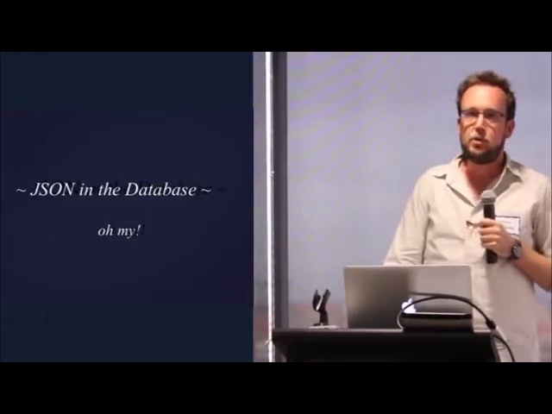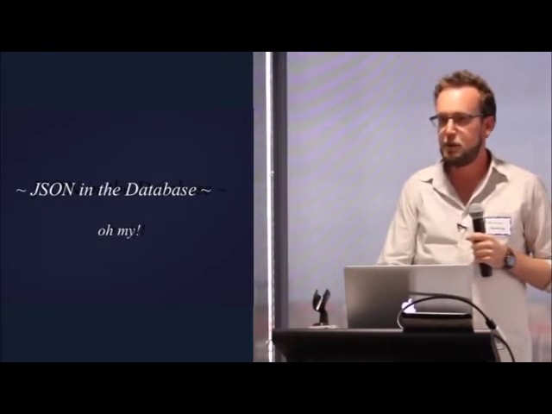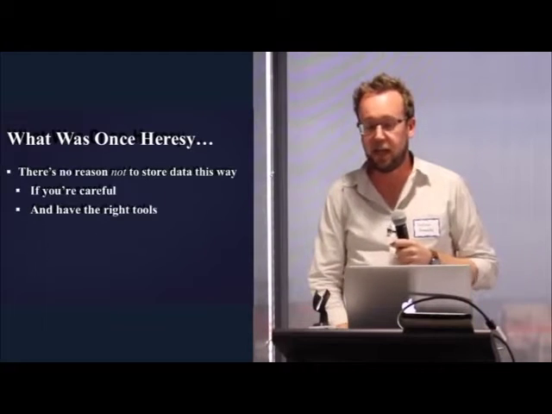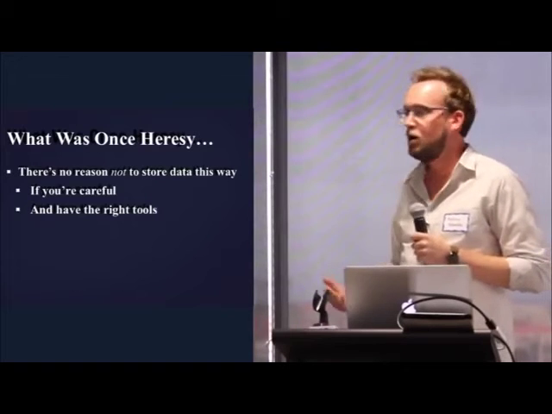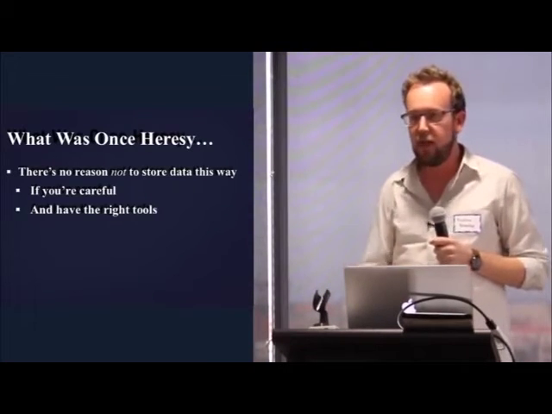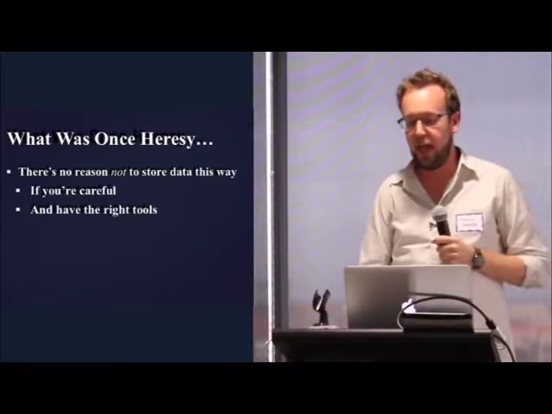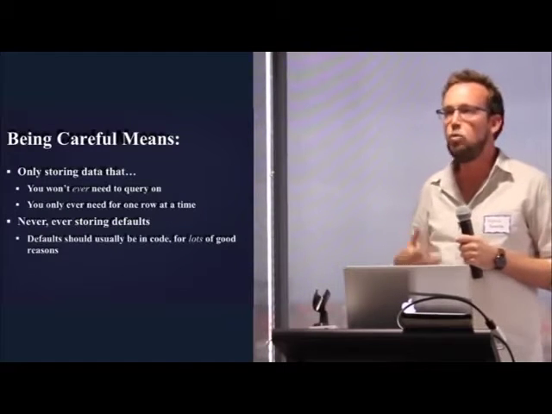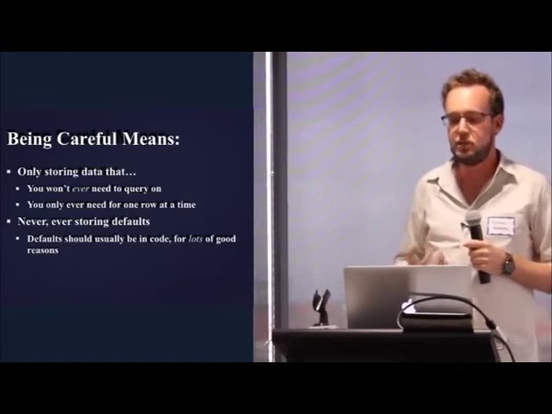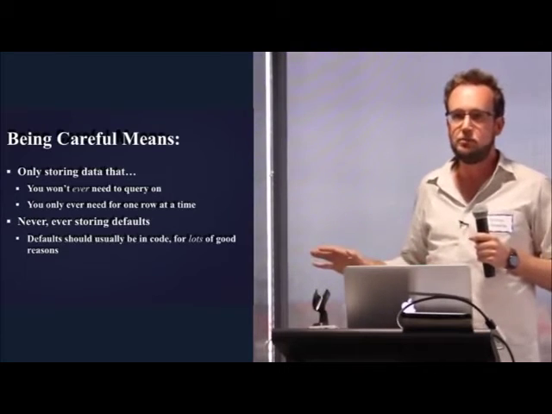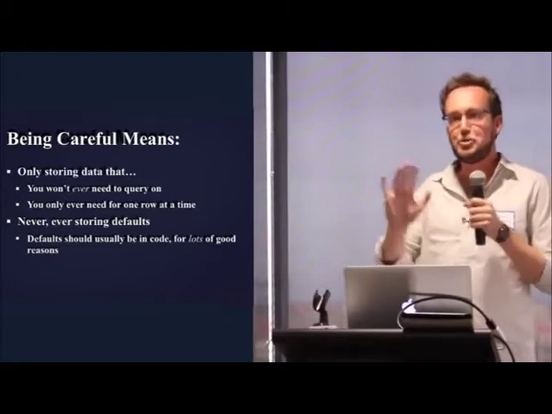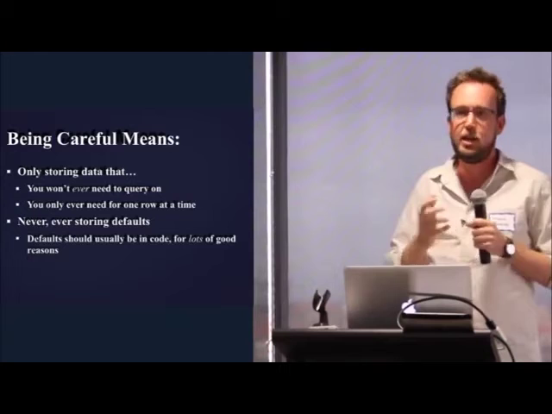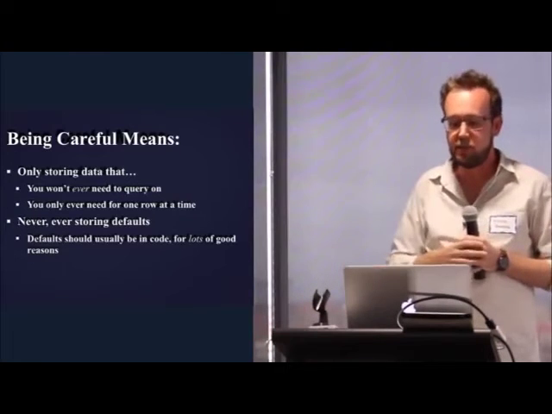So the first thing I'm going to talk about is storing JSON in your relational database. Especially a few years ago, this was like, oh my, really? This used to be heresy, and part of my point tonight is there's not actually a reason not to store some data this way if you're careful and you have the right tools. So what does being careful mean? Being careful means you only ever store data in JSON format in your relational database that you won't ever need to query on, because generally you can't do it. And I know the Postgres fans out there are like, oh yeah, you can in Postgres, and that's really cool, but there's still a lot of limitations on it.